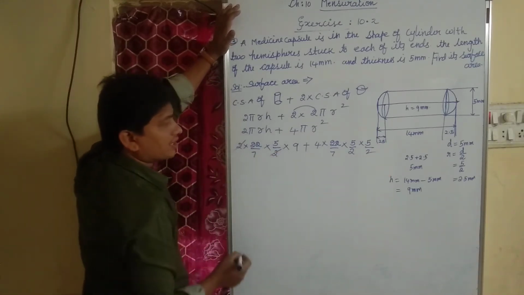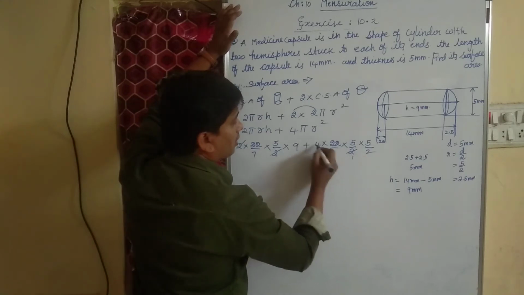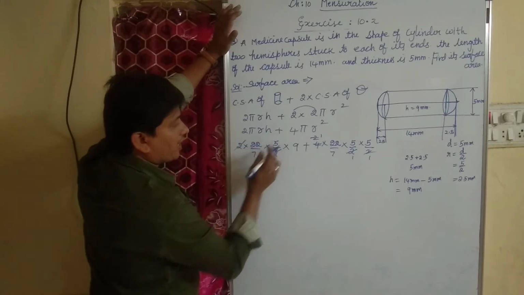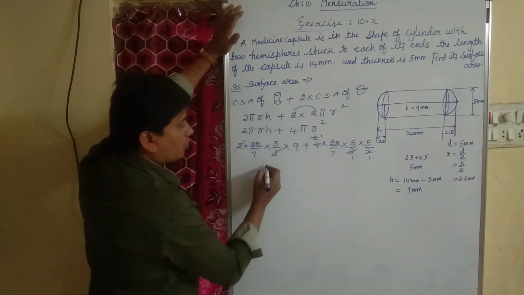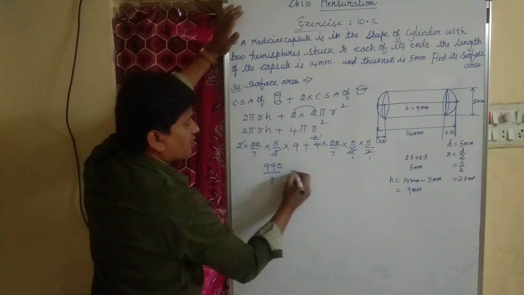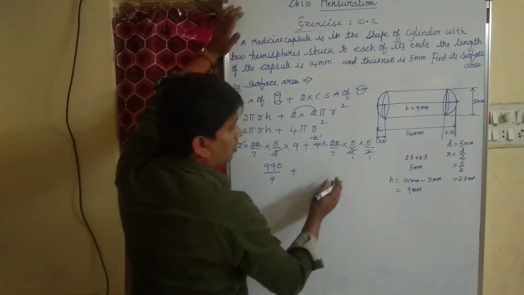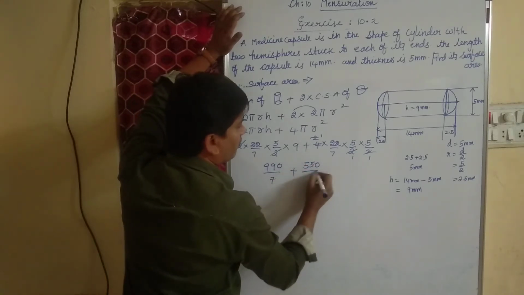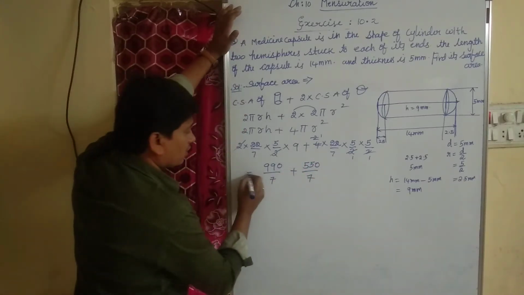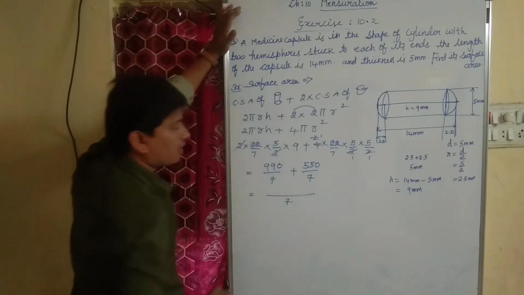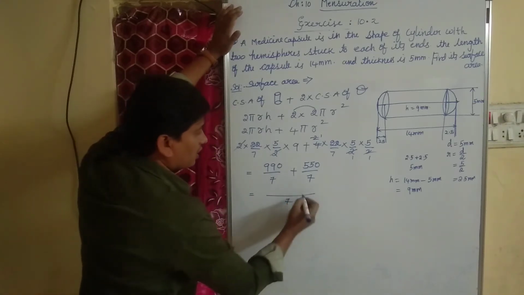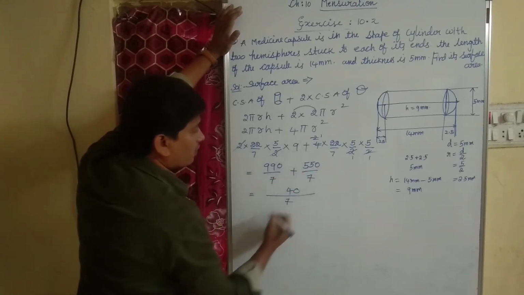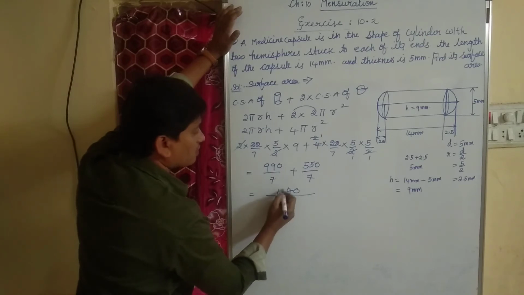So 2 gets cancelled. 2 1 ja, 2 2 ja, 2 1 ja, 2 1 ja. So 22 into 5, 110. 110 into 9, 990 divided by 7, plus again 22 into 5, 110, 110 into 5, 550, 550 divided by 7. Again the denominators are the same, so write the denominator as it is: 990 plus 550. 0, 9 plus 5, 14, 9 plus 5, 14 plus 1, 15.